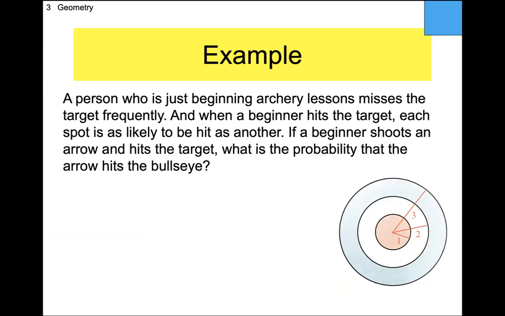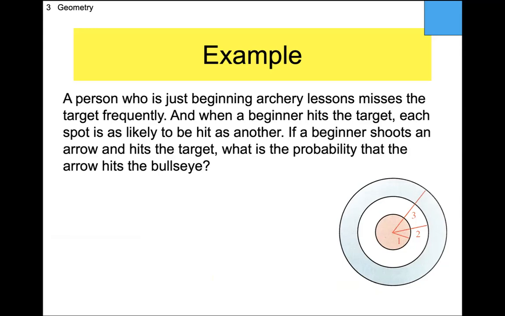If a beginner shoots an arrow and he hits the target, what is the probability that the arrow hits a bullseye? Now, hopefully you understand a bullseye is the center. So it says if the beginner shoots and they hit the target, it's kind of random, the arrow goes anywhere it wants to go. So what's the probability that you hit a bullseye? The bullseye is the center. Well, think about that previous one with the weird looking regions. It's the same thing, except this time the regions are circles and we can actually calculate the areas of those.